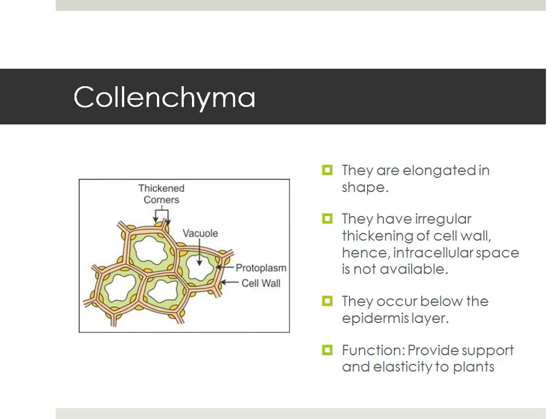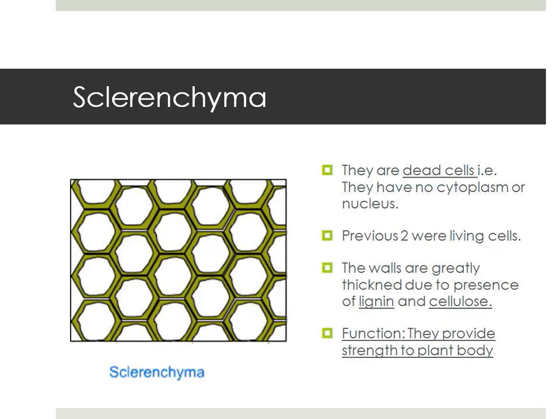What are collenchyma? They are elongated in shape. It can be seen in the diagram. They have irregular thickening of cell wall, and since the cell walls are thick, the intercellular space is not available or it is virtually absent. They occur just below the epidermis. Now, what is epidermis? Epidermis is the outermost covering of the plant body. It will be dealt with in the future classes. And what does collenchyma do? Collenchyma provides support and elasticity since it is neither rigid nor flexible.